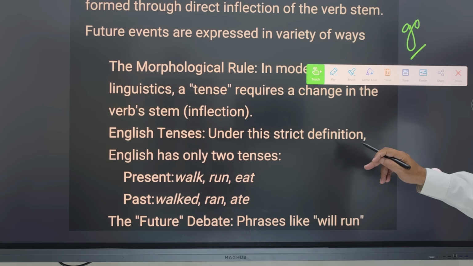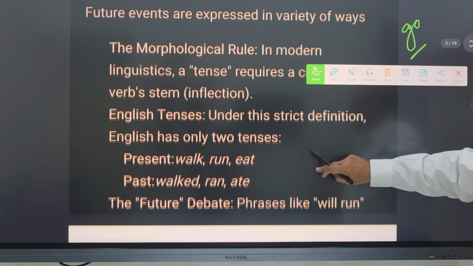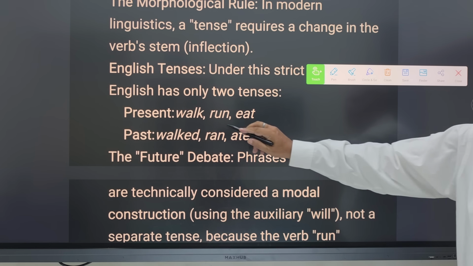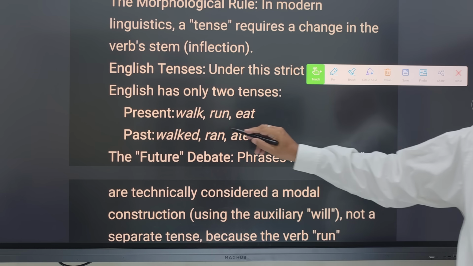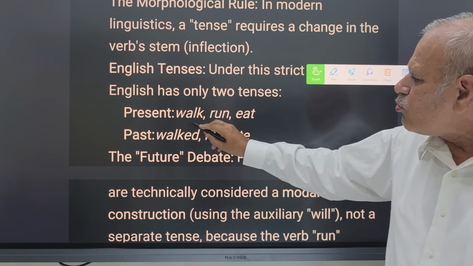English tenses, under this strict definition, English has only two tenses. Present, see, present is walk, run, eat. This is the base form of the verb. And then past, we have changed walk to walked, run to ran, and eat to ate. So in this way, we have come from present to past by using the second form of the verb. The future debate, what is it then? Phrases like will run are technically considered a modal construction using the auxiliary verb, that is will. This is not a separate tense because the verb run does not change in its internal form.